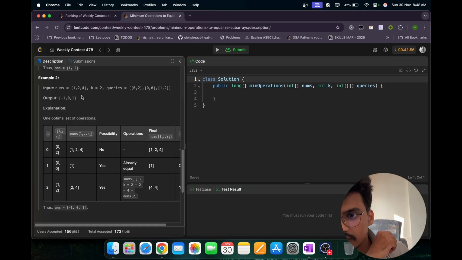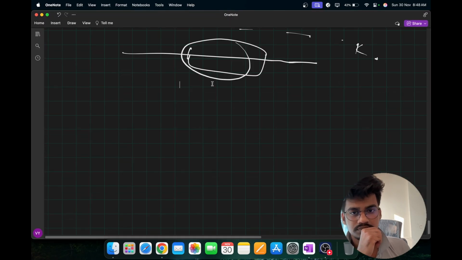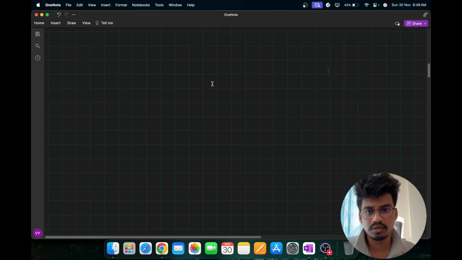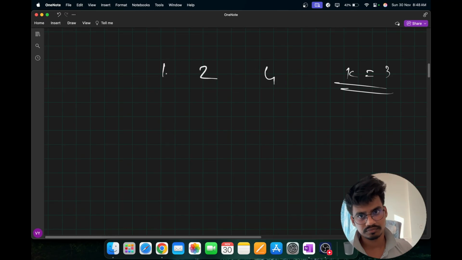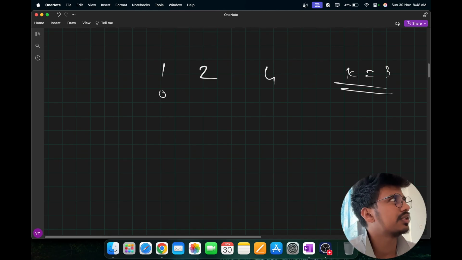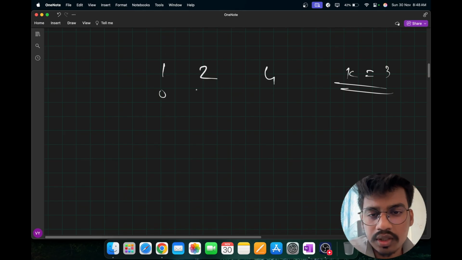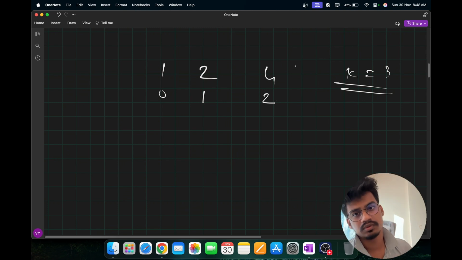For example, let's take 1, 2 and 4, and k is equal to 3. Okay. For this, the difference with the previous guy is 0. Doesn't matter. The difference doesn't matter. Or maybe we can take the element itself. Okay, let's say here the difference is 1, here the difference is 2. For this part, what should be the difference?